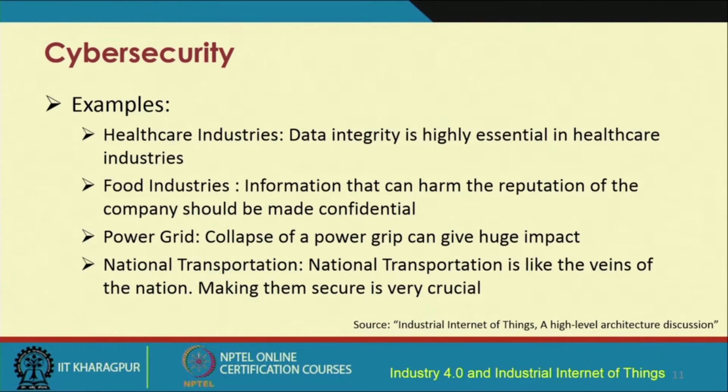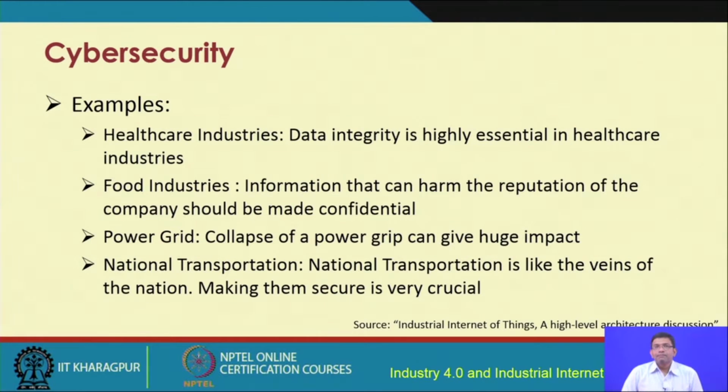For example, in the healthcare industry, data integrity is highly essential. Nobody should be able to tamper with the actual patient data that is being collected. So, obviously, in the healthcare industry, from this particular viewpoint, security is very important. In food industries also, if somebody plays around with the data, that kind of attack can harm the reputation of the company, and that kind of data should be made secured and confidential.